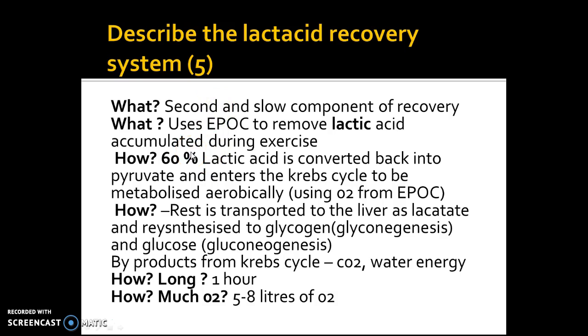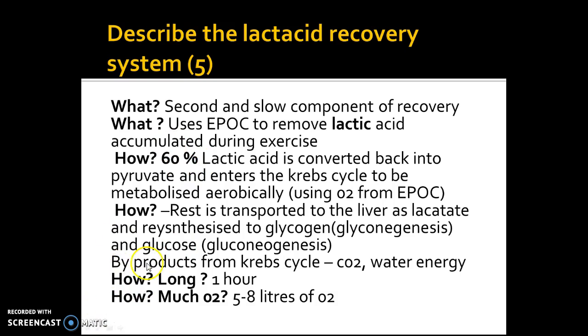Now, 60%, if you remember from the aerobic system diagram you've seen, you can see that basically when aerobic metabolism takes place, lactic acid doesn't take place. What happens to lactic acid is 60% of it is converted back into pyruvate, if you remember that diagram, and then it enters the Krebs cycle to be metabolized aerobically, so using the O2 from EPOC. So 60% of lactic acid is converted back into pyruvic acid and enters the Krebs cycle, remember the aerobic energy system, because we've now got oxygen available, so it can be aerobically metabolized.